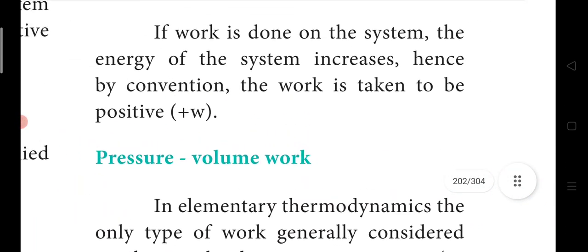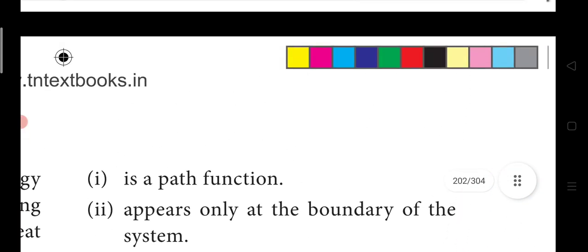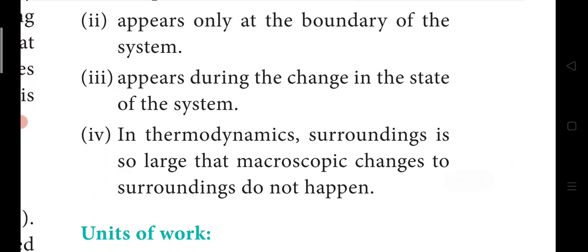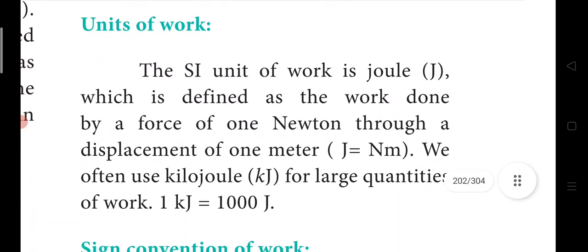And the work is a path function. We know the starting state, where we start, and where we go, the destination, the final state. So it is a path function and appears only at the boundary of the system, appears during the change in the state of a system, and in thermodynamics the surroundings are so large that macroscopic changes to the surroundings do not happen. So what are the units of work?